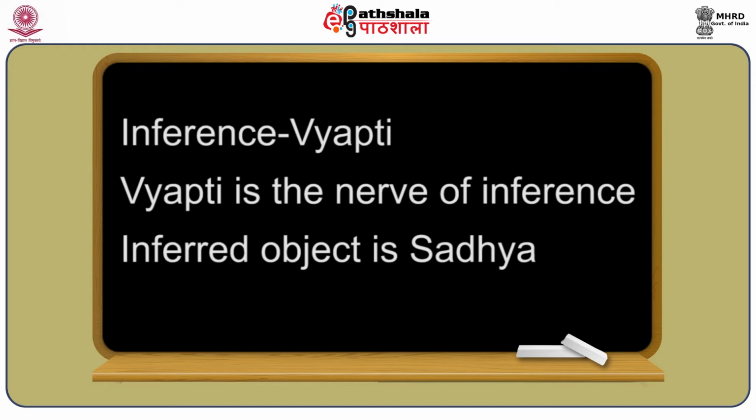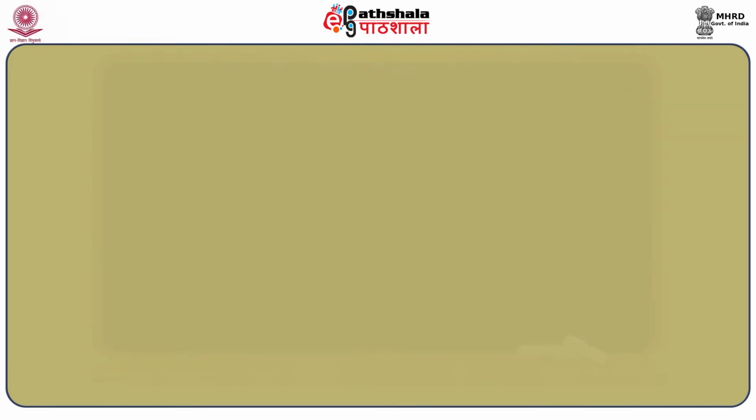Now this inferred object is termed as sadhya. The invariable relation between the two, Vyapti, is called inference, and this invariable relation between the link or the mark and the inferred object, which is the sadhya, leads one to attain Vyapti or the nerve of inference.